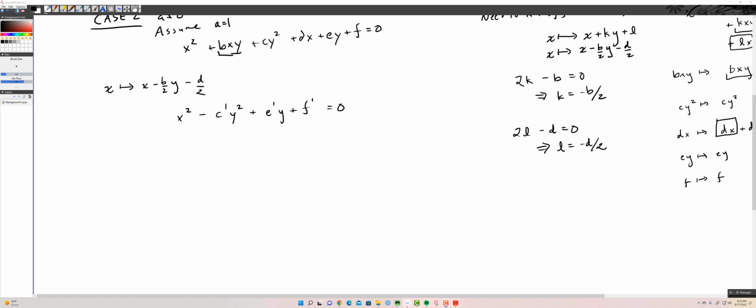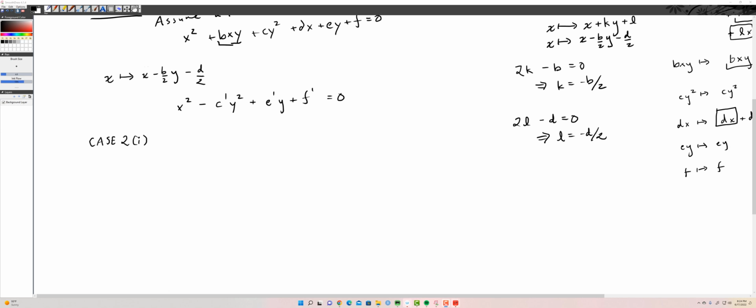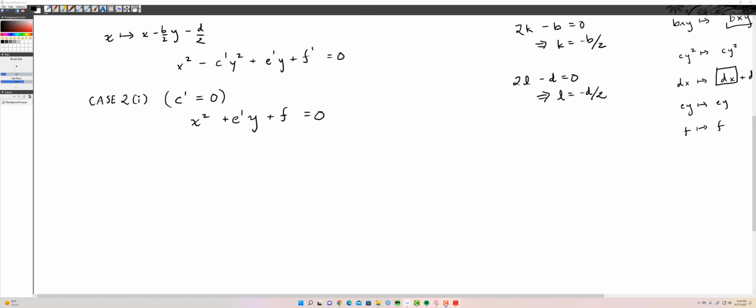Now, I've gone and done this transformation. Notice that this is probably going to affect all the coefficients that are left, but I know that I've killed off b and I've killed off d, and I now have this much simpler polynomial that I can play with easily. This next part comes from messing around with this for a while. There are actually two additional cases I have to consider, one when c prime is 0 and one when c prime is not 0. First, we'll tackle the case where c prime is 0.